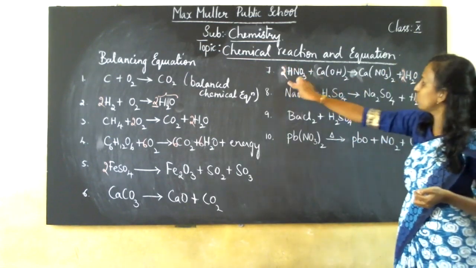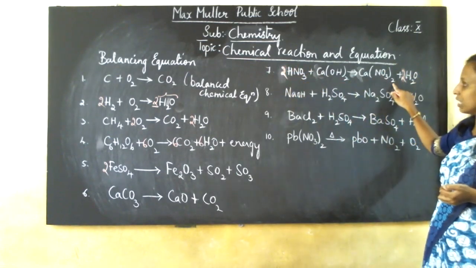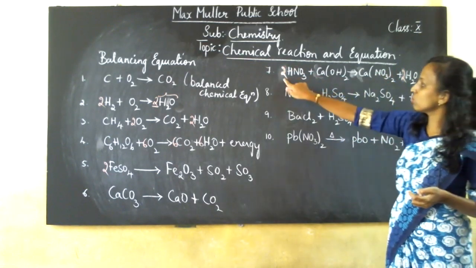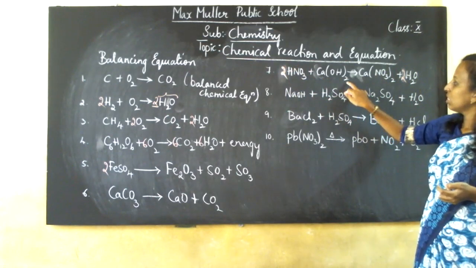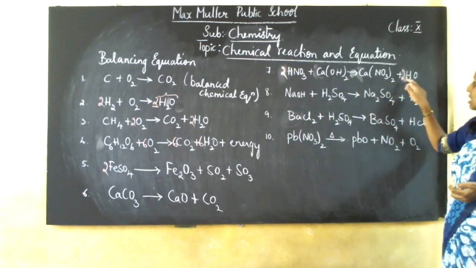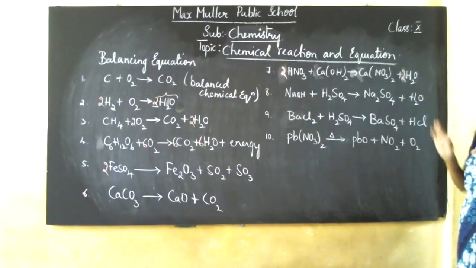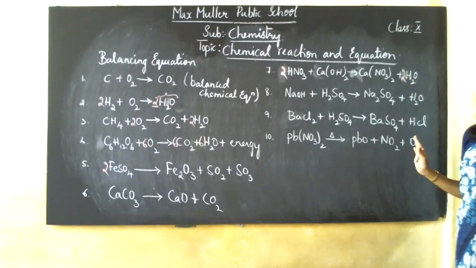Next, nitrogen is 2, nitrogen is 2. N2. Oxygen is 3, 2s is 6, 6 plus 2, 8. 3 2s are 6, 7, 8. Correct? It is balanced all. It is balanced now. Am I right, children?